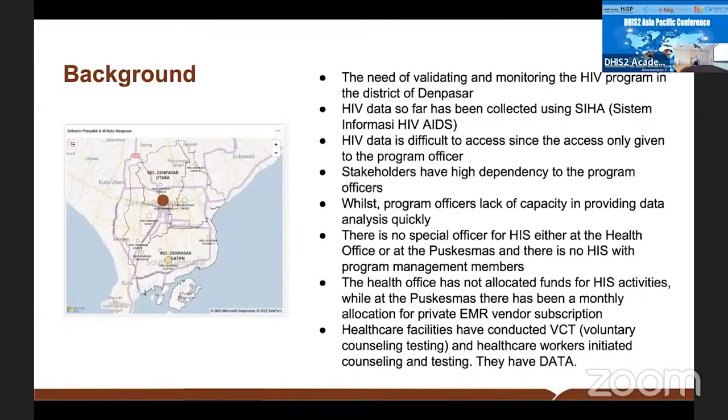Also, the data is being collected using the VCT, or voluntary counseling and testing, and healthcare workers' initiative on counseling and testing. It means that they do have the data in hand, but no tools available to help them provide the stakeholders the analytics, or to monitor and validate the program.